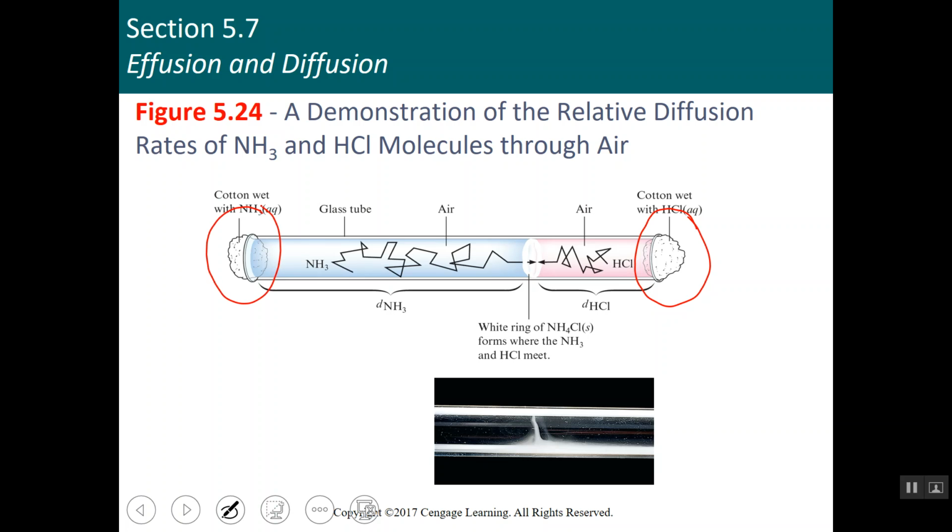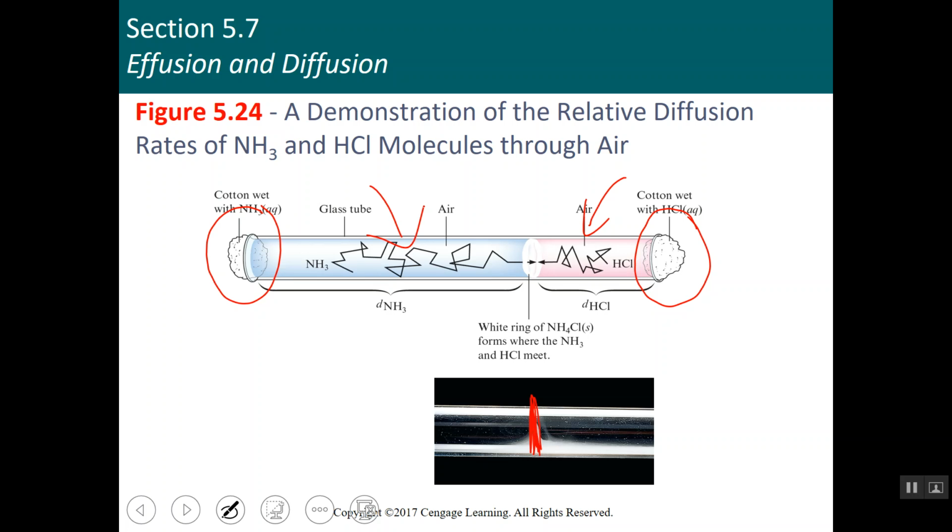Then at the same time, you put them at the end of a glass tube. That is not a vacuumed out tube, it's just a tube with air in it. Those molecules will diffuse down the tube until they meet, and they'll form ammonium chloride where they meet. This is kind of showing the path that these particular molecules might take as they move through the tube.